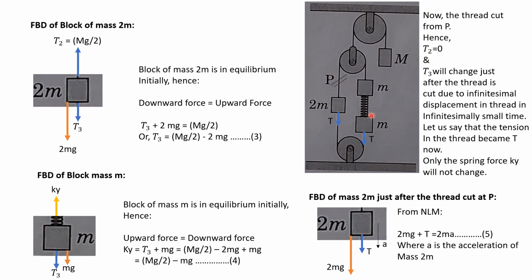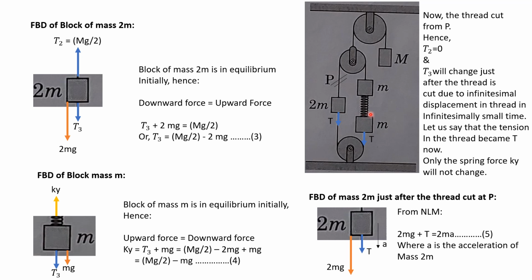And spring force is acting on this block, which is attached to a small m block, right? Spring force is acting here in the upward direction. So spring force will not change. Why? Because the extension in the spring still is y. So ky will remain the same.